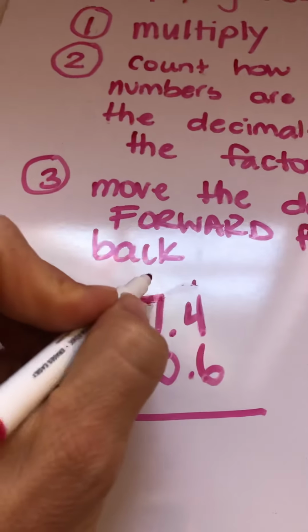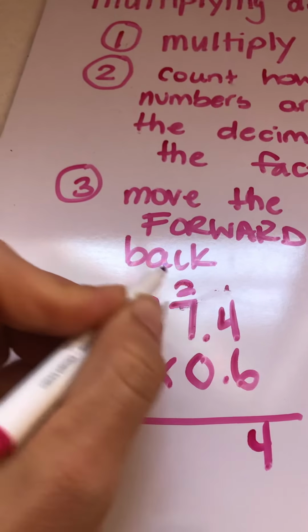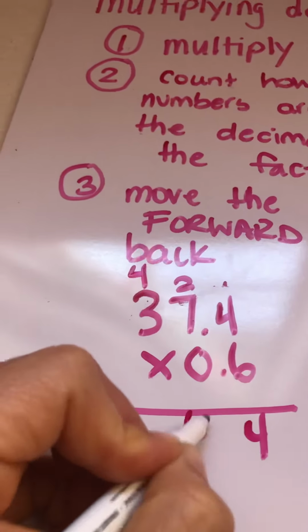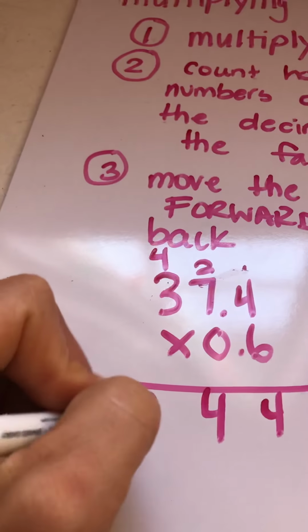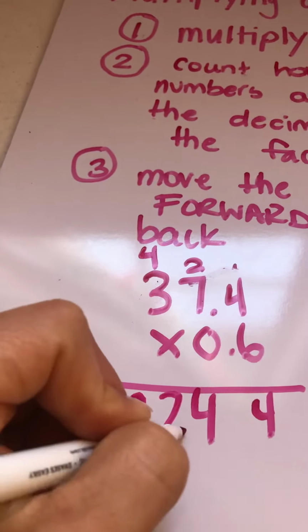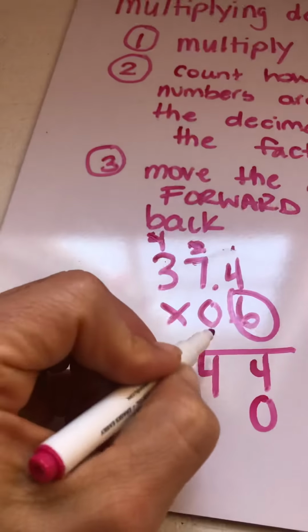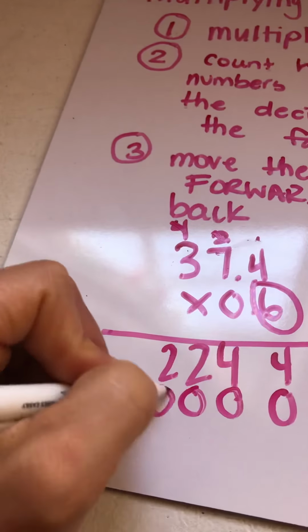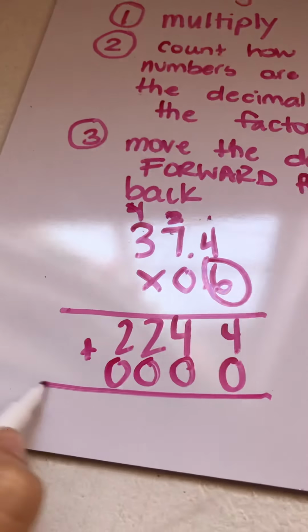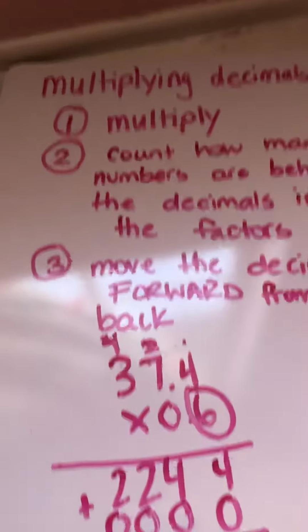4 times 6 is 24. 7 times 6 is 42, 43, 44. 6 times 3 is 18, 19, 20, 21, 22. Ignoring the decimals, circle the 6, cross it out, drop it like it's hot, cross out the top. Okay, the next number is a 0, so 0 times 4 is 0. 0 times 7 is 0. 0 times 3 is 0. Add them up. 4, 4, 2, 2. That's step 1, multiply.